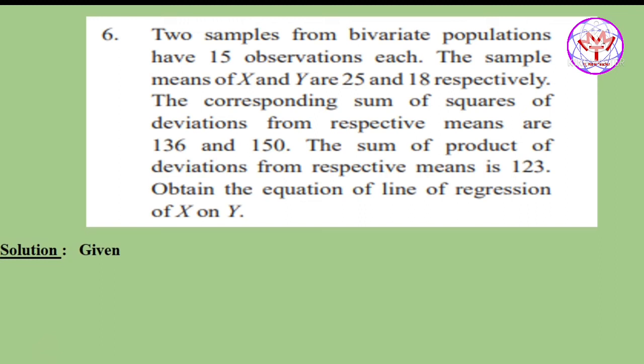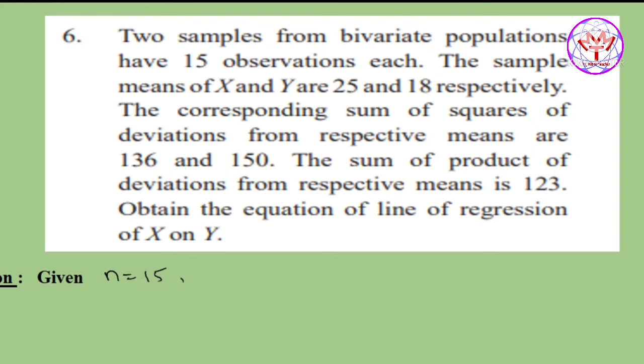So see, two samples from bivariate populations. Bivariate means having the two variables, you know that. Populations have 15 observations each, that means n is equal to 15. Then the sample means of X and Y are 25 and 18 respectively. You know, mean of X is denoted by X bar. So X bar is equal to 25 and Y bar is equal to 18. Right?